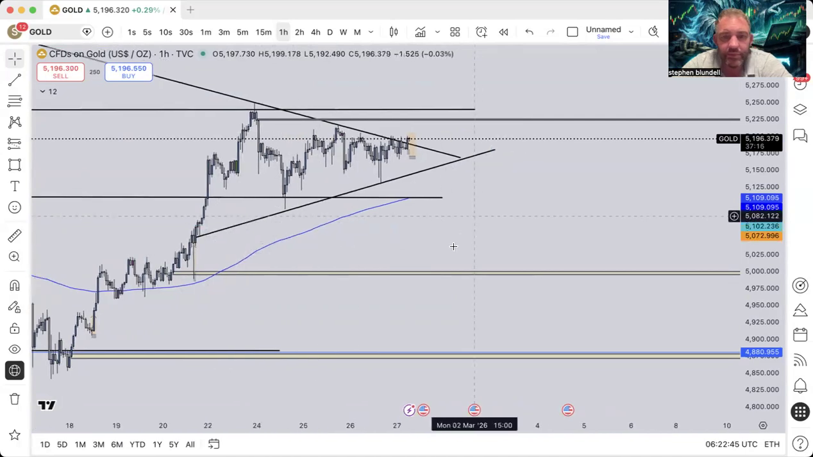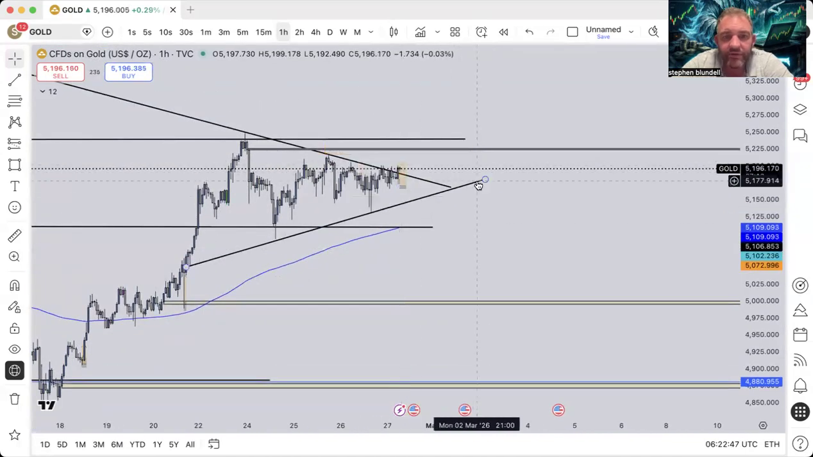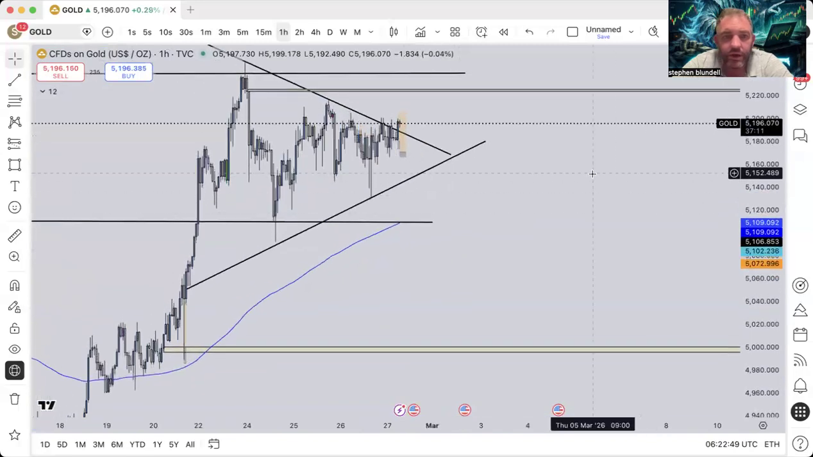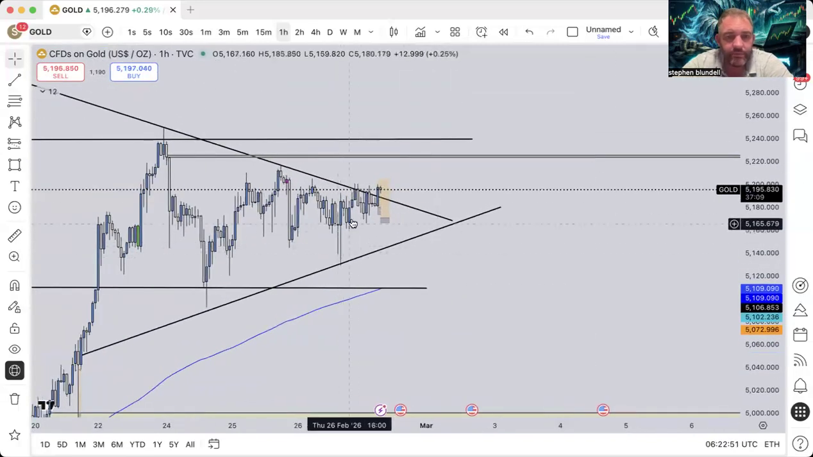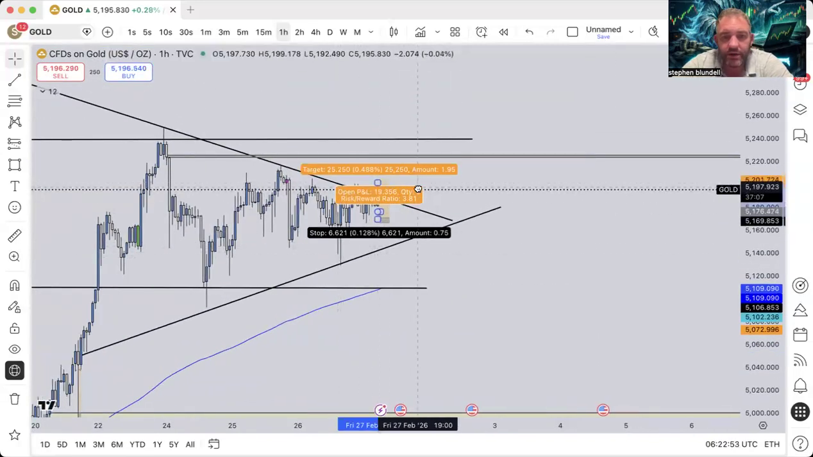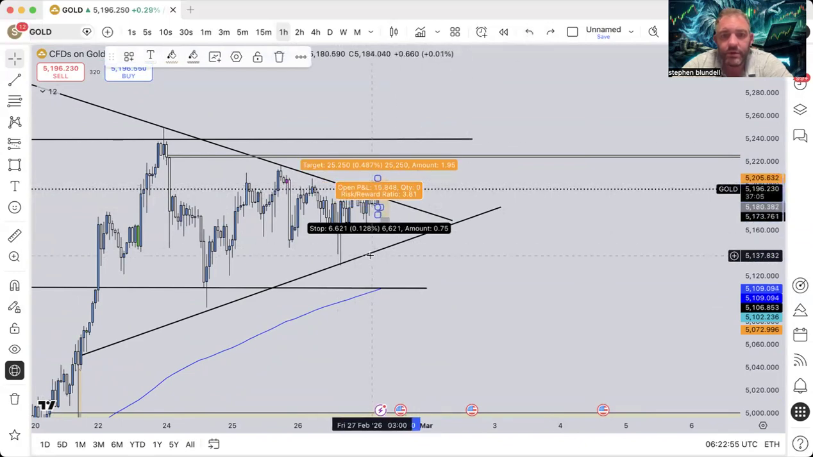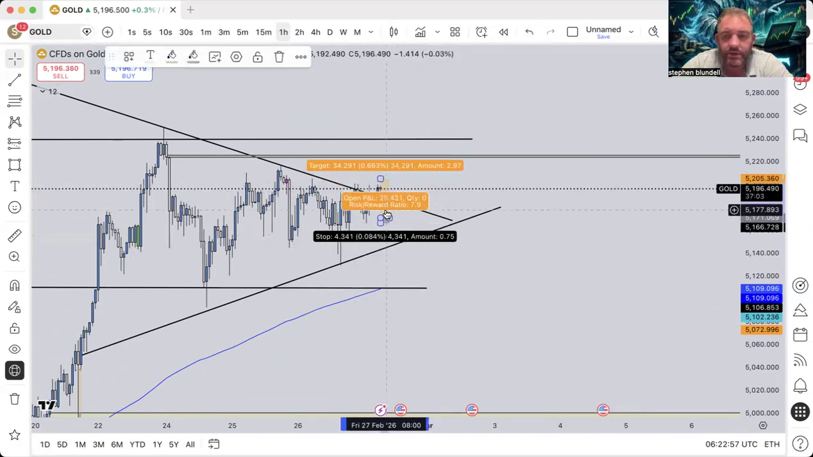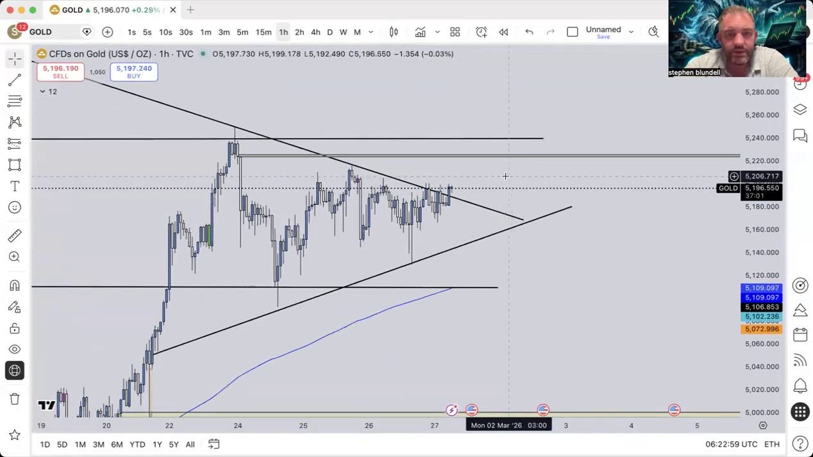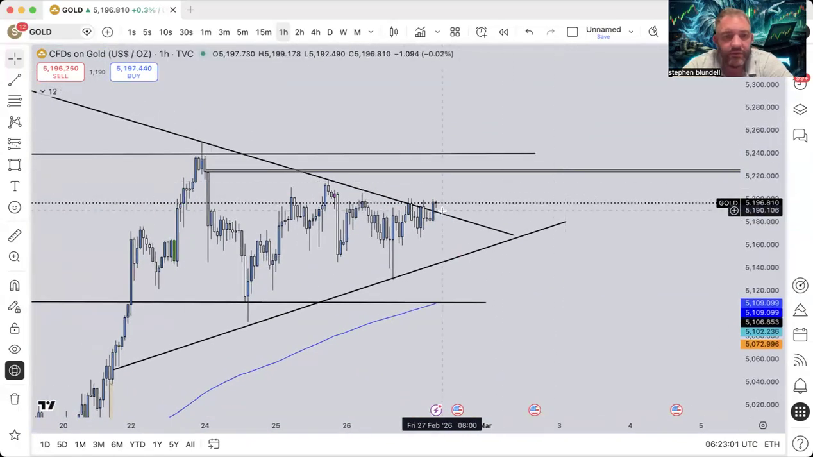It's ready to pop. We have obviously just broken through on the upside here. I don't need that there, to be honest. I don't need that there. So what is it going to do? I personally think that we're going to get some sort of resistance on this level here.